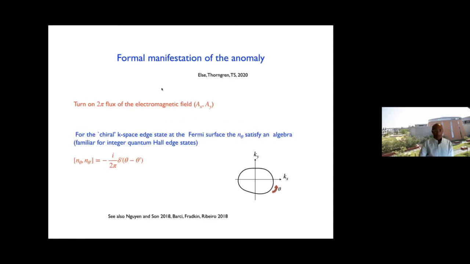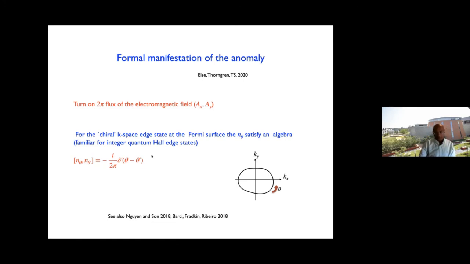So the formal manifestation of this anomaly is the following. Suppose I turn on a 2π flux of the external magnetic field, A_x and A_y. For the chiral k-space edge at the Fermi surface, these n_θ are no longer conserved in the presence of this magnetic field, for the physical reason that the particle moves around the Fermi surface. Rather, these n_θ now satisfy an algebra that is actually familiar from the edge state of the integer quantum Hall effect. These n_θ stop commuting with each other, right? And the commutator is just a c-number. It's proportional to the derivative of the delta function of this angular variable θ minus θ′.